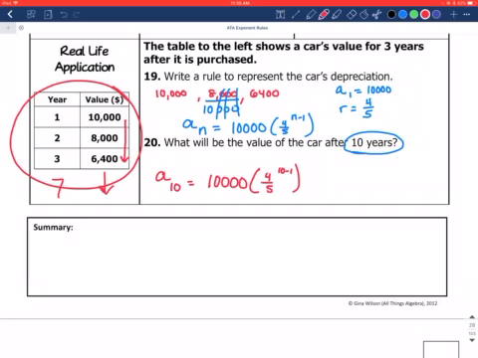So we would type all that into the calculator, 4/5 to the 9th power. And once you solve that out, you should get $1,342.18. We're going to round that if we need to to 0.18 because we have dollars, and that's what we're using.